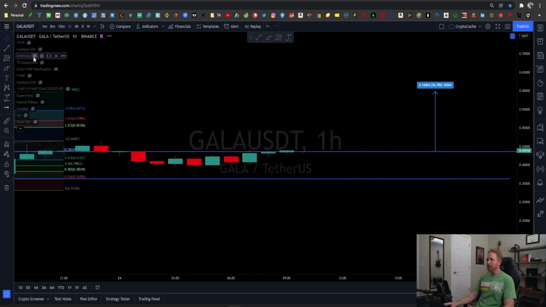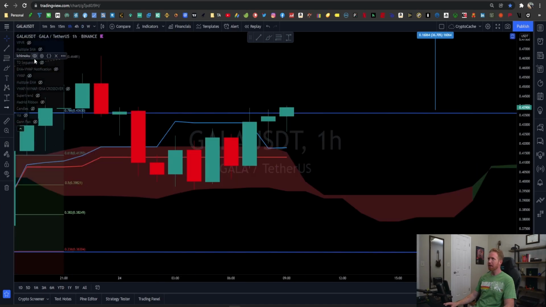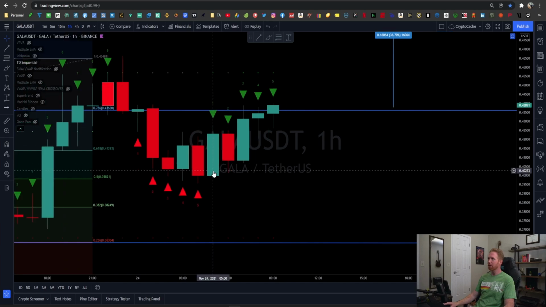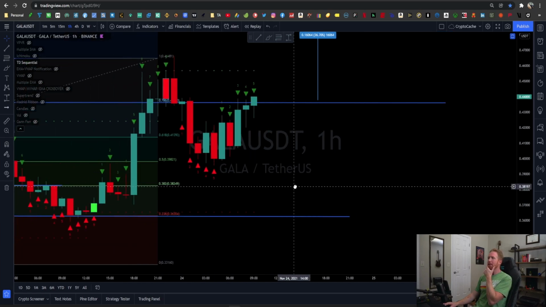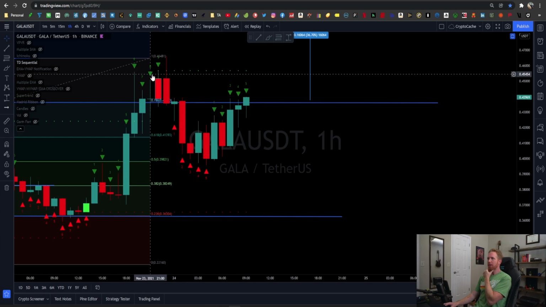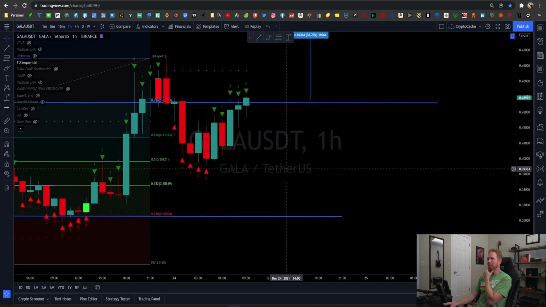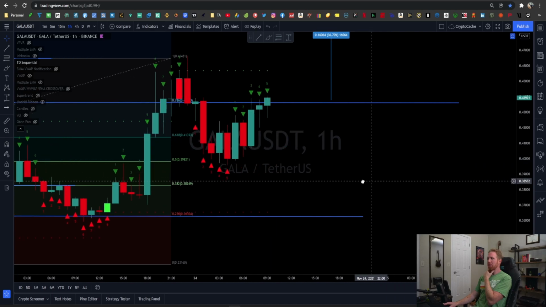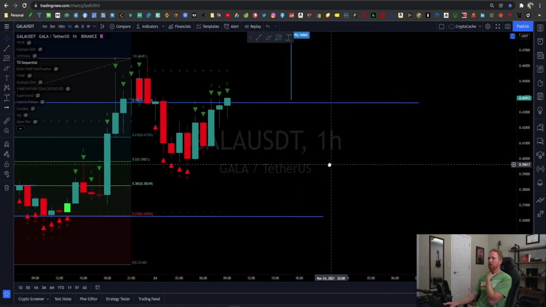One last thing I want to look at is the Ichimoku Cloud and the TD Sequential on the 1 hour chart. Yeah, we're at a 5 right now. So hypothetically, we still have plenty more room for growth here, because we did hit a 9, got that nice healthy reset and back up again. So with these higher lows in place, I think we're looking good here for a continuation play for Gala.